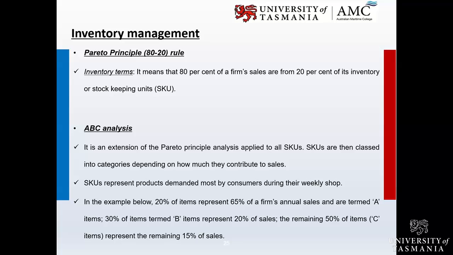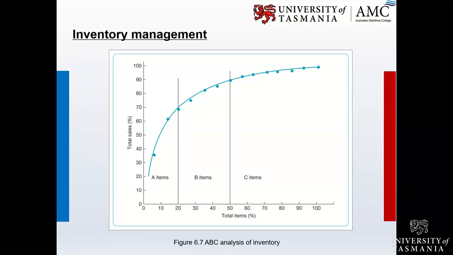The second is ABC analysis. ABC analysis is an extension of the Pareto principle. So we can look at this figure. It shows all the items in a company can be classified into A items, B items, and C items based on their contribution to total sales.